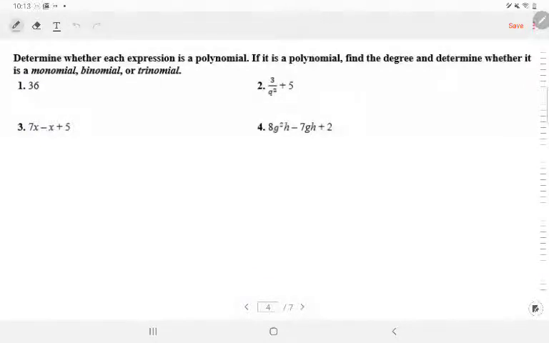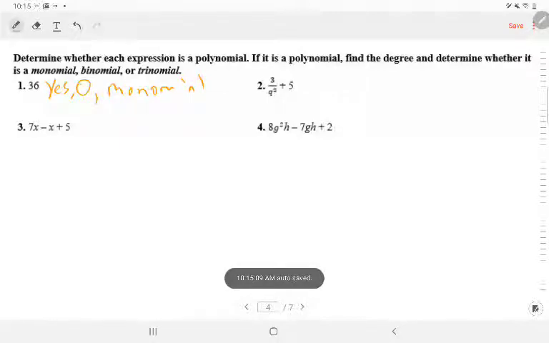All right, so determine whether each expression is a polynomial. If it is a polynomial, find the degree and determine whether it is a monomial, binomial, or trinomial. All right, so let's take a look. Number 1, 36. Is that a polynomial? Yes, it is. What degree is it? It's a constant, so it'd be a degree of 0. And then is it a monomial, binomial, or trinomial? This would be a monomial.